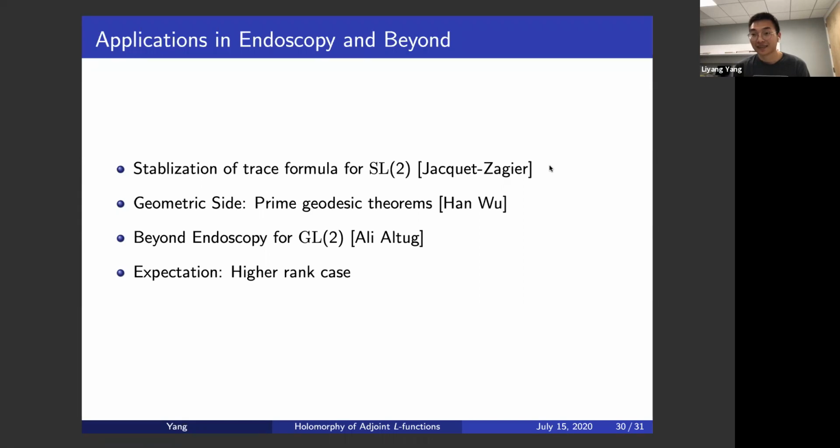So you're saying this also gives maybe another approach to beyond endoscopy? Yeah. I know those people who are trying to extend beyond GL2 to GL3 find it extremely complicated. Yes, even GL2 is quite complicated. But do you think this approach using the other trace formula is simpler? Well, honestly, I haven't tried in detail, but in principle, it should somehow simplify the proof.